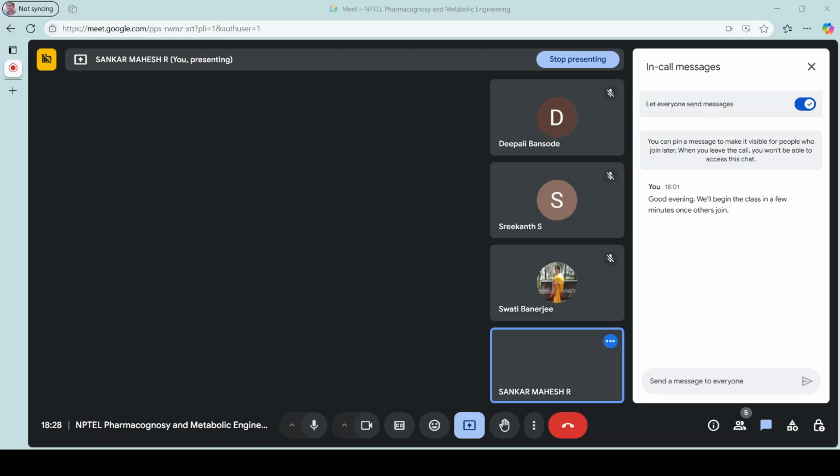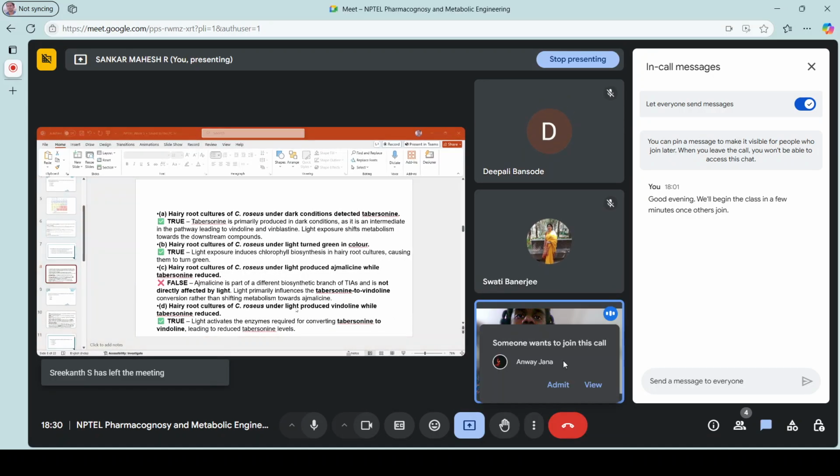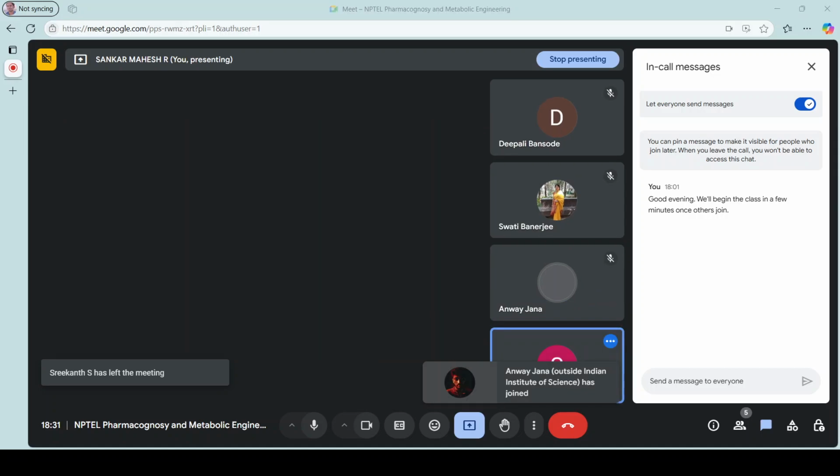Also, there is one more correct option that we need to be aware of, which is hairy root cultures of C. roseus under light produced windolin while tabersonin reduced. Here they say that light will activate the enzymes that are required for converting tabersonin to windolin. Now, like we saw earlier, if tabersonin is converted to windolin, of course tabersonin's levels will be reduced, which is obvious, and that is given in option D. So this is also true. So the only thing that fails in this question is that it will produce ajmalicin, but that is not true because ajmalicin is a part of a different pathway. Okay.